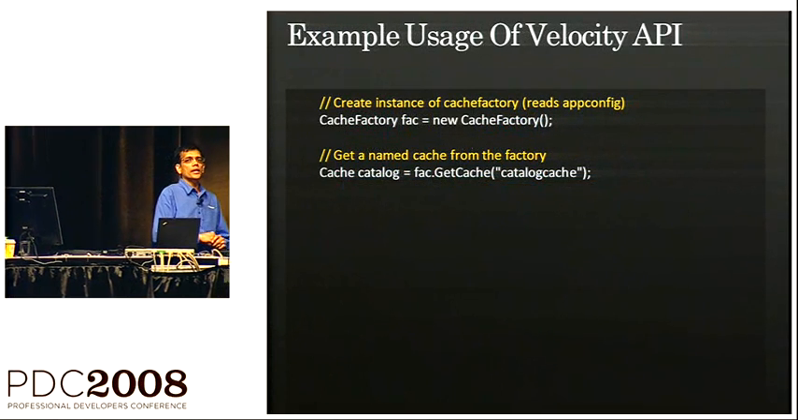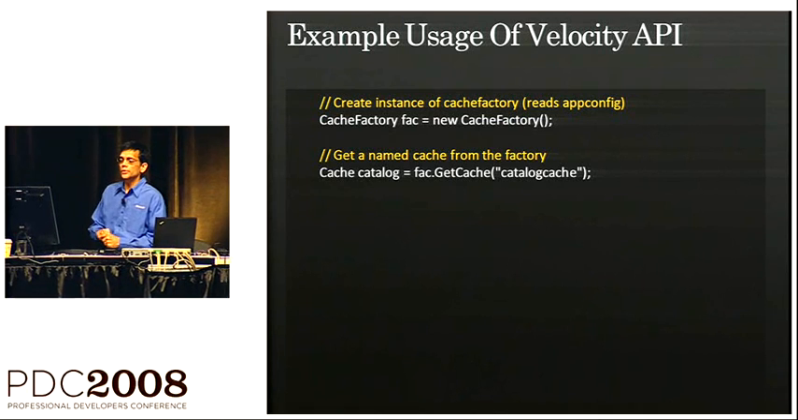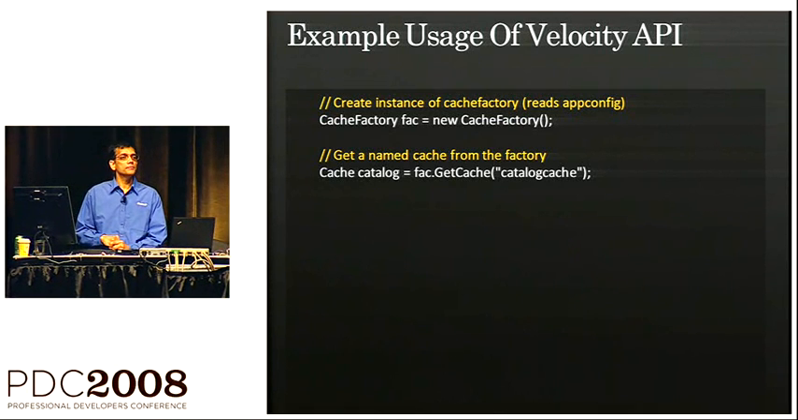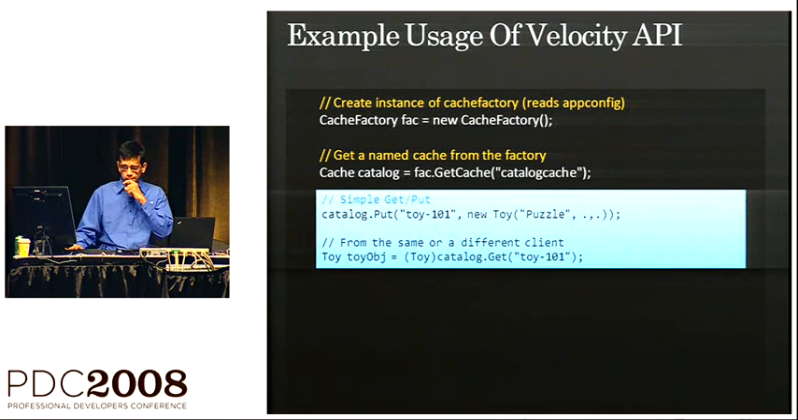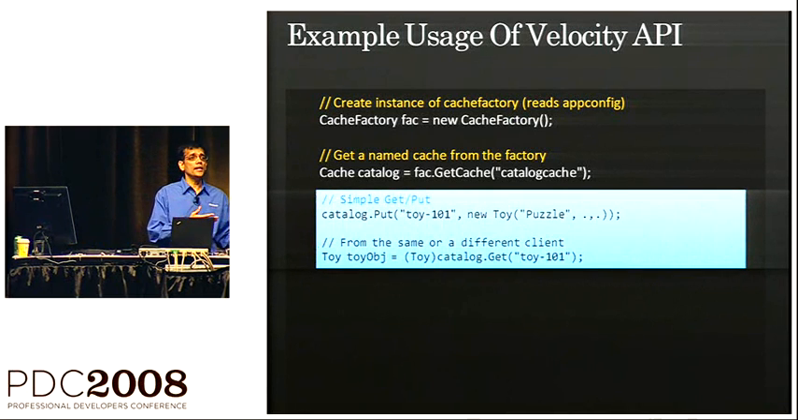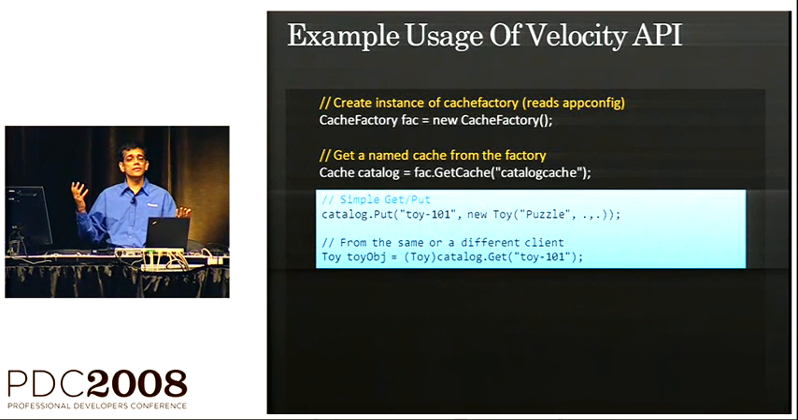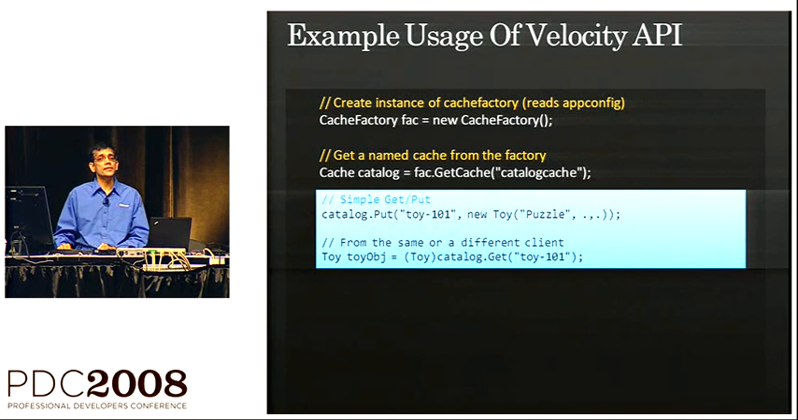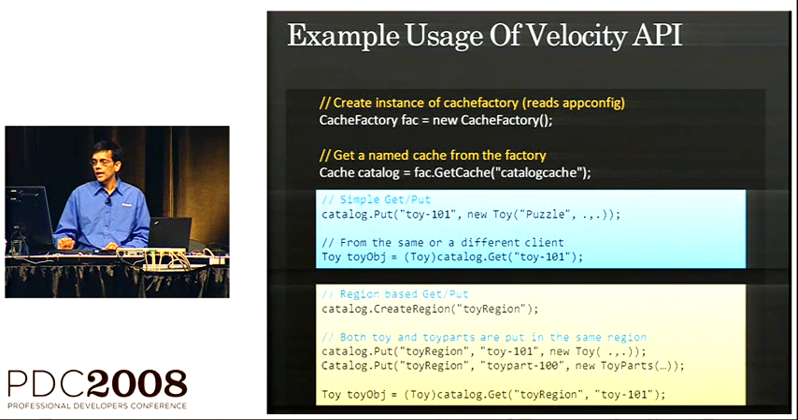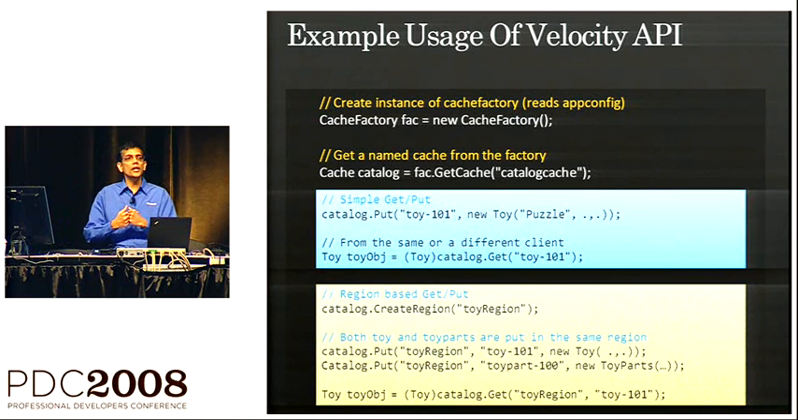Now, given that, let me give you a quick example of how you use Velocity. All you do in your client is say cache factory is new cache factory. Then you go to the factory and get the named cache that you want. For example, in this case, I could say catalog cache. And then all you do is catalog.put. You give a key and some value. The value can be an object. It can be anything that is serializable. And then from either the same thread or a different client, you can do a get by the key, and you will get the object back. So it's as simple as that. If you optionally want to use regions because you want to put a bunch of objects together so that you can retrieve them together, or do queries or other things on that container, you could do that too.